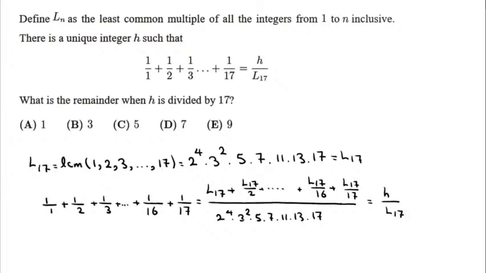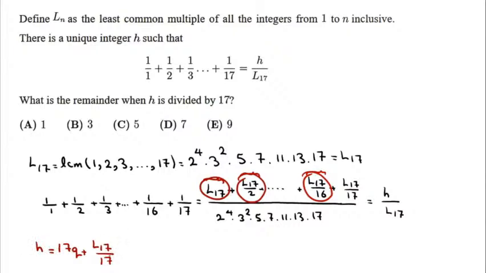You can easily see that because L17 is a multiple of 17, this part is a multiple of 17, because they are only divided by something that is not a multiple of 17. So, because the numerator is a multiple of 17 and the denominator is not a multiple of 17 for each of them, each part is an integer that is a multiple of 17. So, it will be 17q plus L17 over 17. It is h.